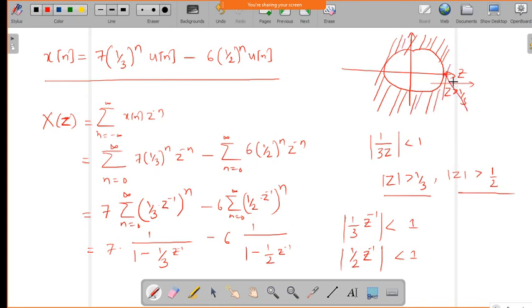So this is the value where z equals 1 by 3. Z greater than 1 by 3. So this region of convergence exists. Understood? Any doubt? No, sir, got it. Okay.